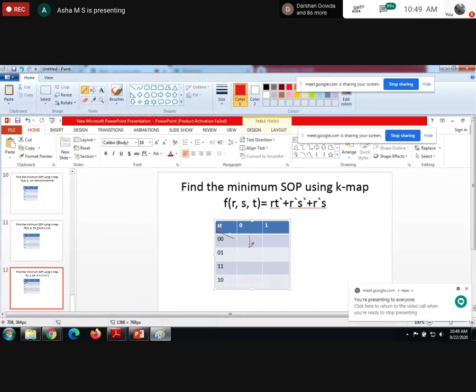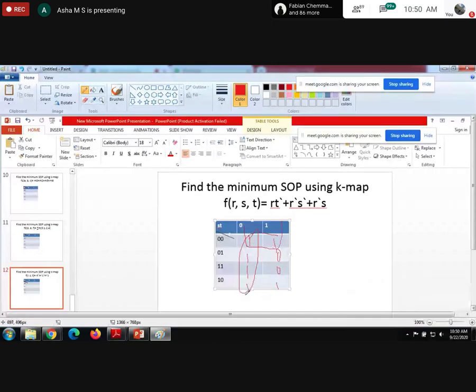So here 1 1 1 1 1 1 0 0, one quad, and one more quad is here. So Y equals R dash plus T dash.